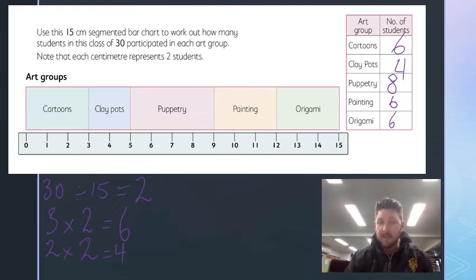Now let's just double check to make sure that we have 30 students. 6 plus 4 is 10. 8 plus 6 is 14, so that's 24, plus 6 more is 30. So we've made sure our total is 30, and we now know that we have accounted for all 30 of the students surveyed.